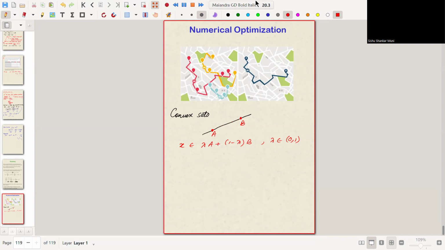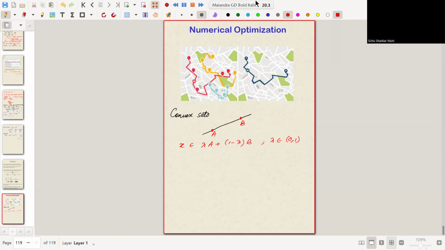Understood? So if I put lambda equals 0, I get B, and if I put lambda equals 1, I get A. So the extreme points are A and B. Any lambda in between will make the point X lie between A and B, right? Are you getting the logic behind this? So this is known as the convex combination.